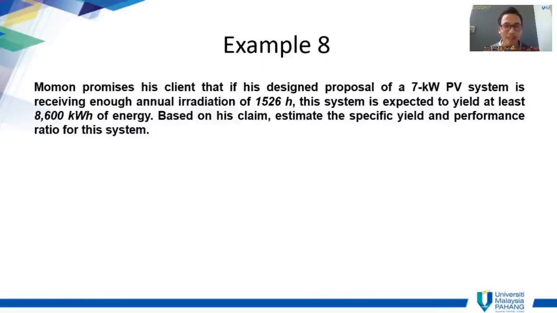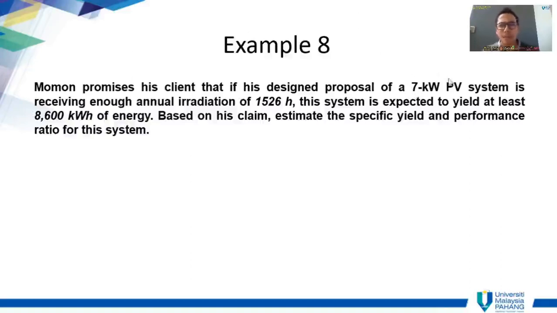His design proposal of a 7 kilowatt PV system is receiving enough annual radiation of 1,500 hours. This system is expected to yield at least 8,600 kilowatt hour of energy. So based on this claim, estimate the specific yield and performance ratio for the system.